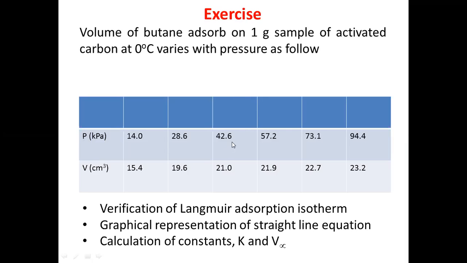So in the next we will do some other exercise. I am giving you to calculate the k and v max. I have solved one half of the part of this data. So you will be using this equation, p over v. This will be on your y-axis, and on the x-axis will be the pressure, and 1 over v infinity will be your slope, and 1 over k v infinity will be the intercept, because this equation is y equal to mx plus c. So this is all about this exercise.